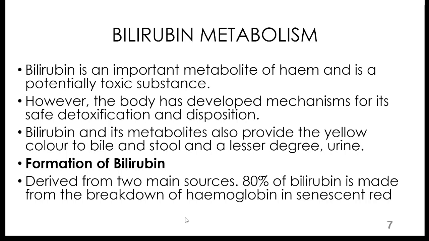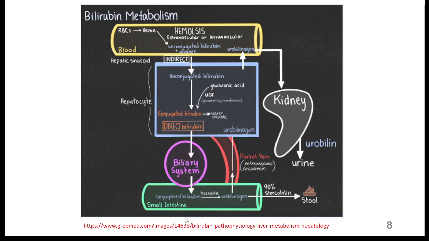All right, now bilirubin and its metabolites provide the yellow color to bile and stool, and to a lesser degree to urine. Now, most of bilirubin is formed from the breakdown of hemoglobin in senescent red cells, as we saw during our lecture on erythropoiesis. Now, this schematic summarizes what we'll talk about in the next few slides, bilirubin metabolism. The red blood cells break down, and the heme part of the hemoglobin breaks down to form unconjugated bilirubin.